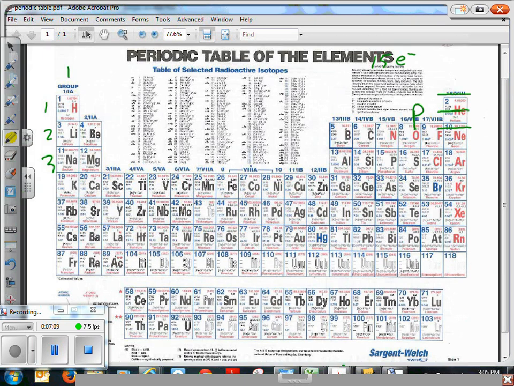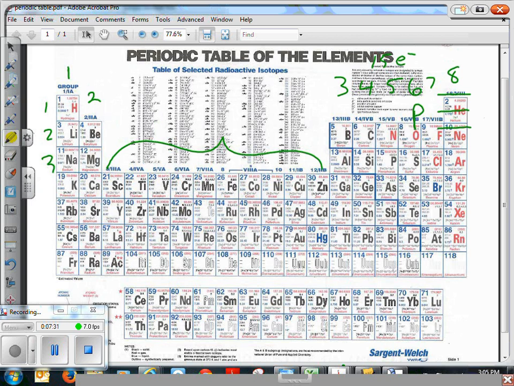This column has 1 valence electron. This one has 2. These we're going to talk about later. This is 3, 4, 5, 6, 7, and 8. Do you guys remember that? Yep. Okay, so phosphorus is going to have 6 valence electrons.